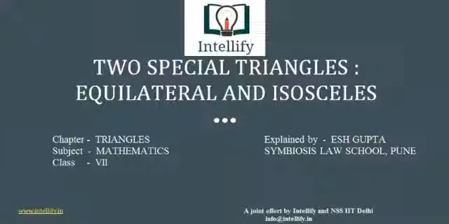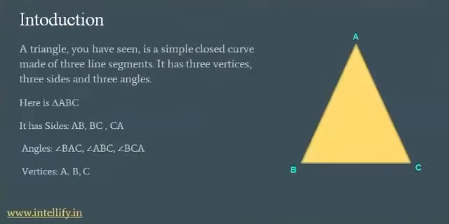So let us begin with this very important and short topic, equilateral and isosceles, two special types of triangles. As usual, we'll begin with some introduction of a basic triangle. A triangle is a simple closed curve of three sides, three angles and three vertices. I hope you are already familiar with this. However, we'll be going to the equilateral triangle concept now.